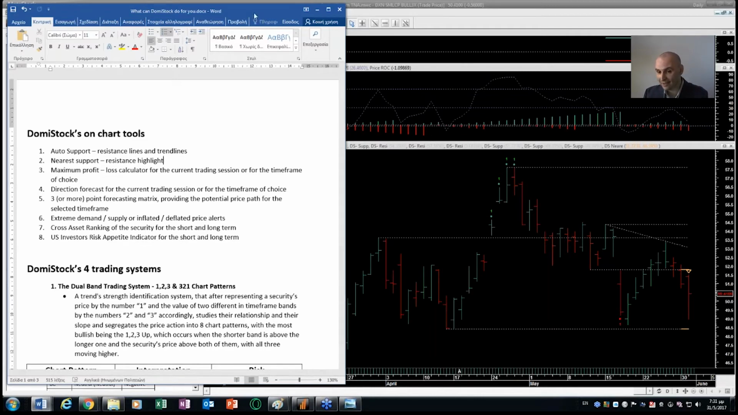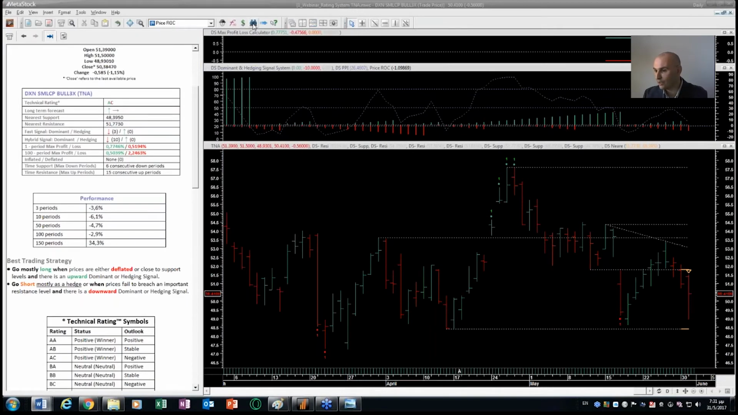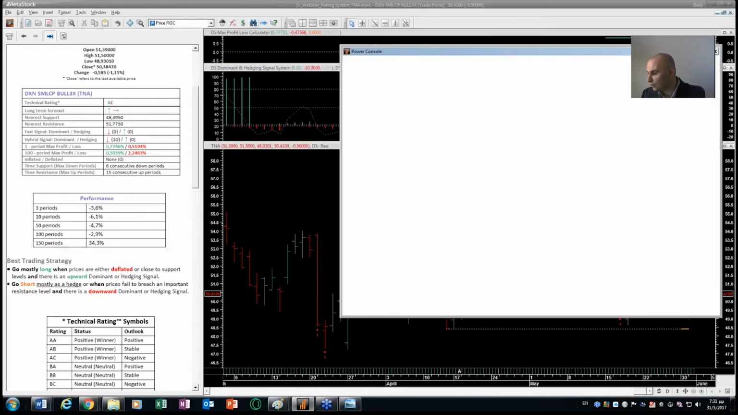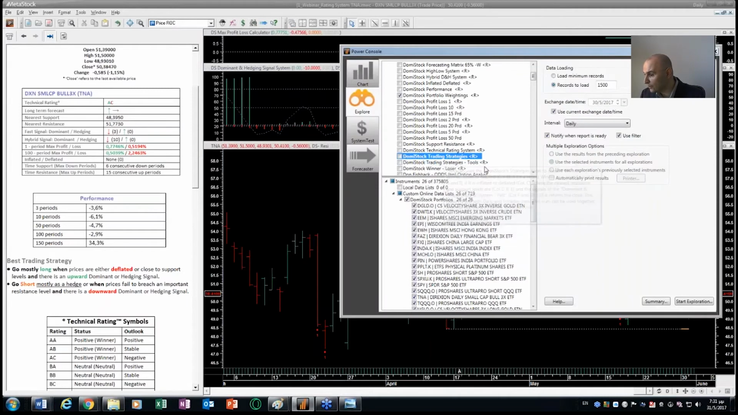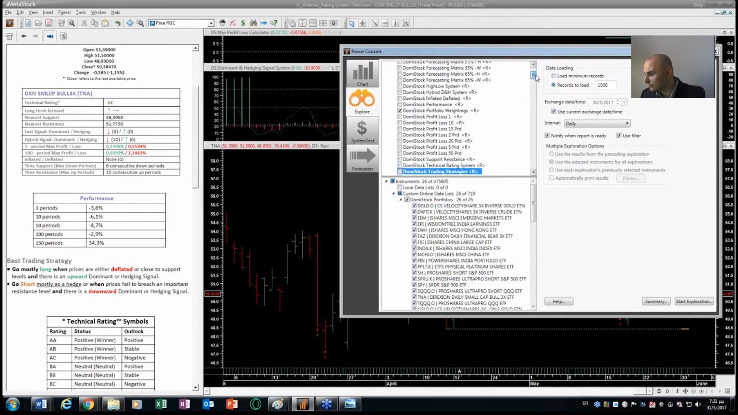And now, since I said that, there's a very nice exploration that you can use to find if there are any. It's called support resistance, and it's somewhere here in this 50 different explorations.